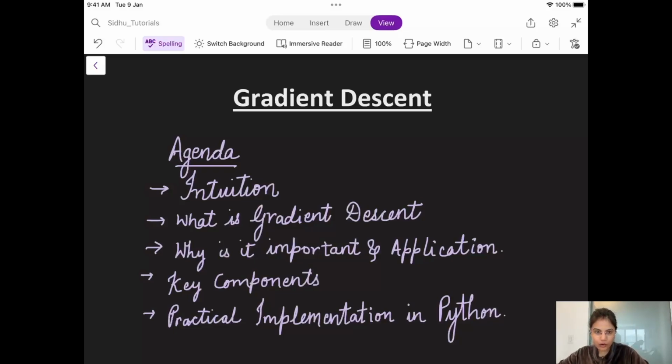The agenda of our class today is to understand the intuition behind gradient descent. What is gradient descent? Why is it important? And its practical application. What are the important key components of gradient descent? And at the last, we will do some practical implementation of gradient descent in Python.